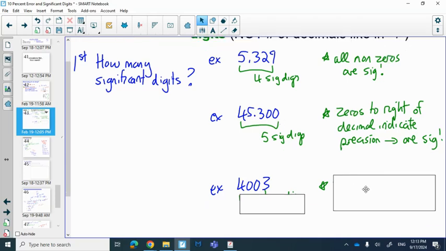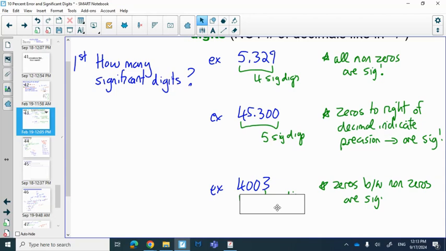Okay. Another rule here is that zeros between non-zeros are significant. So obviously you have 4,003, the 3 being an estimated number. The zeros are locked in; they can't change, right? So those zeros are fine; they're significant digits. They're trapped between numbers, so they're significant.